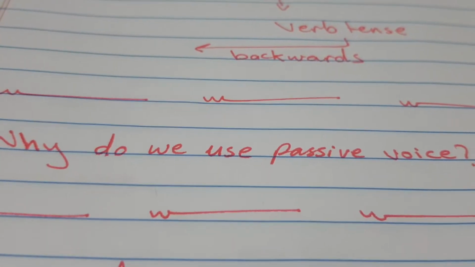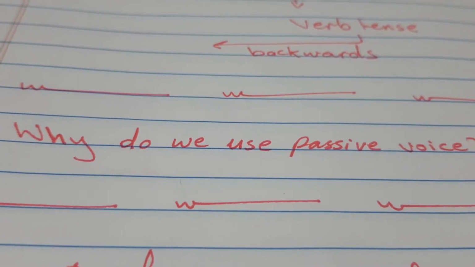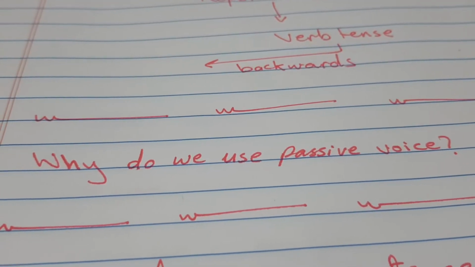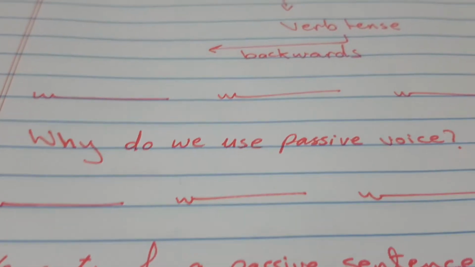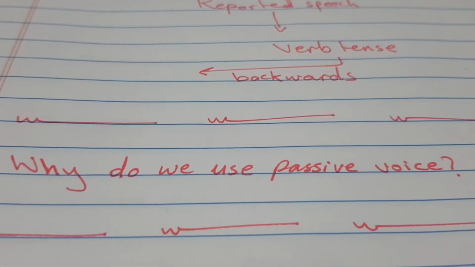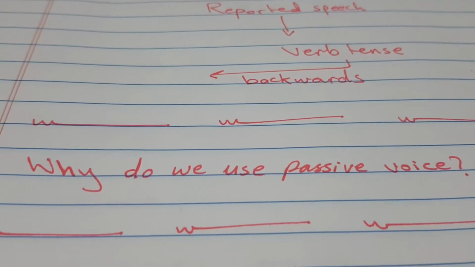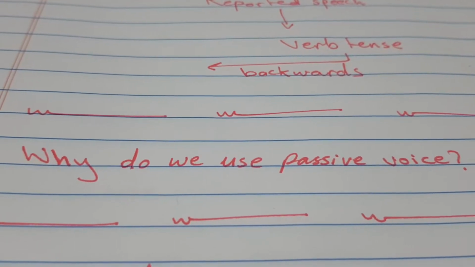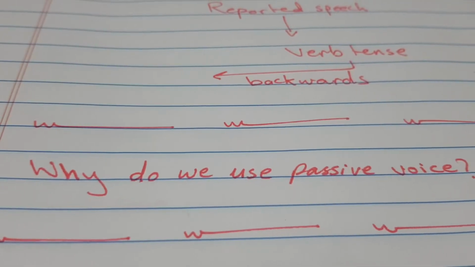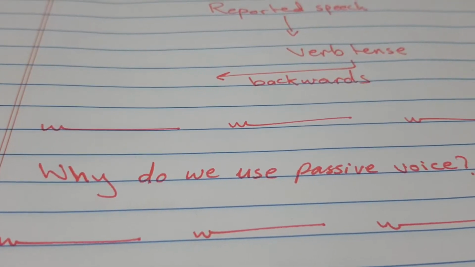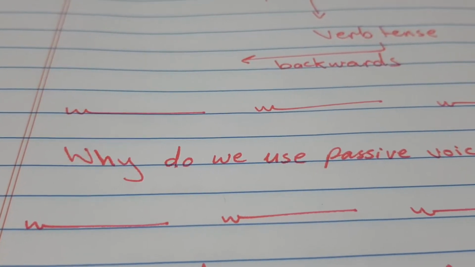Now, there is a second reason why we use passive voice. Passive voice is used when we refer to something unpleasant and we either don't know who did that action or we avoid telling who did the action as a kind of politeness. So, for example, when we say a lot of mistakes have been made, instead of saying you have made a lot of mistakes, we avoid mentioning the doer of the action out of politeness.